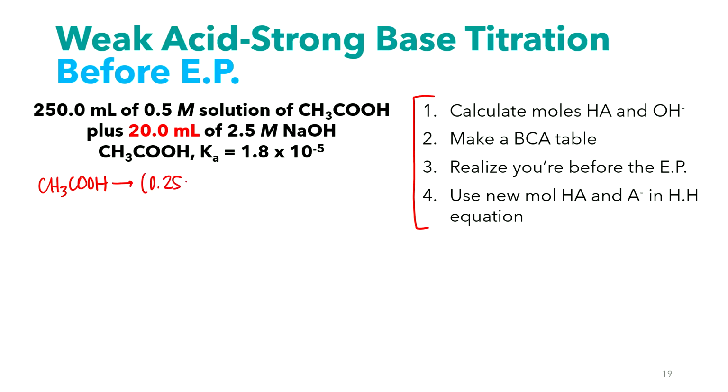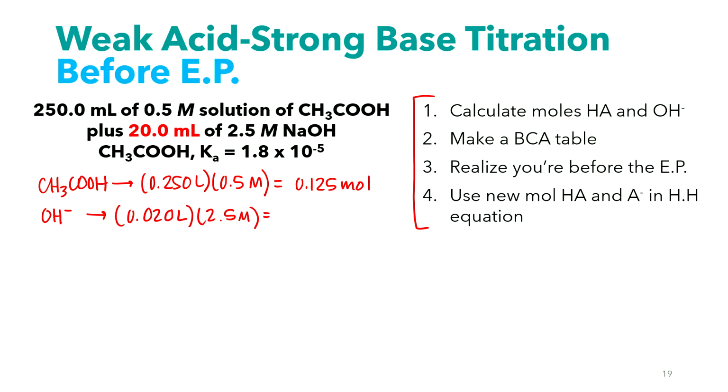Okay, we've got 250 mils, or 0.25 liters, of 0.5 molar. So in this solution, we have 0.125 moles of HA. And now I'm going to add in 20 mils of sodium hydroxide. The thing that I really care about is the OH minus that I'm adding in. So 0.020 liters times 2.5 molar, and that was 0.05 moles. Okay, so now I've done step 1.